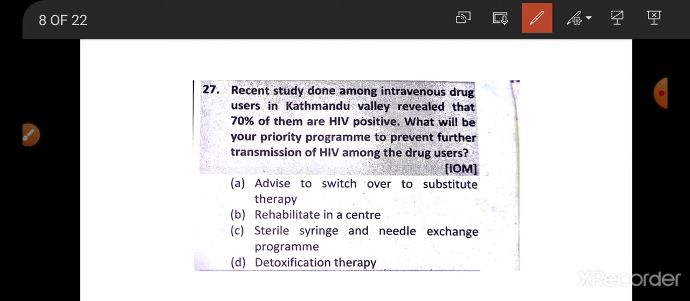27. Recent study done among intravenous drug users in Kathmandu Valley revealed that 70% of them are HIV positive. What will be your priority program to prevent further transmission of HIV among the drug users?